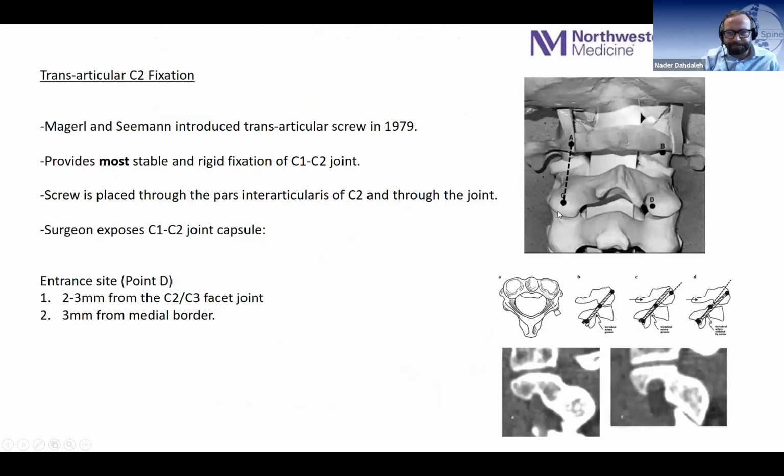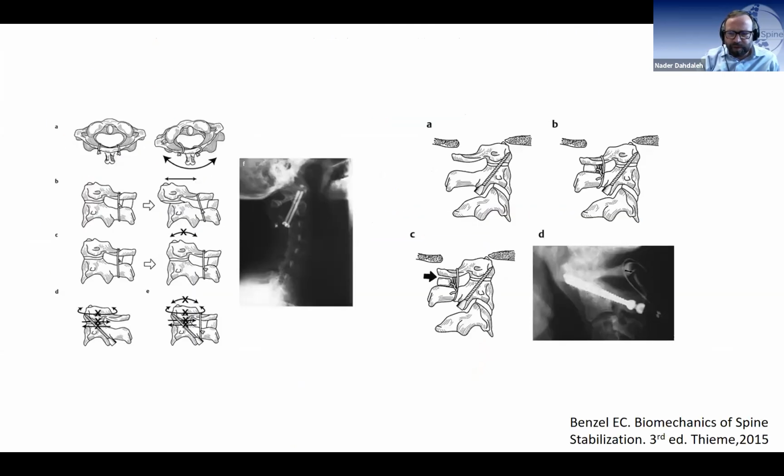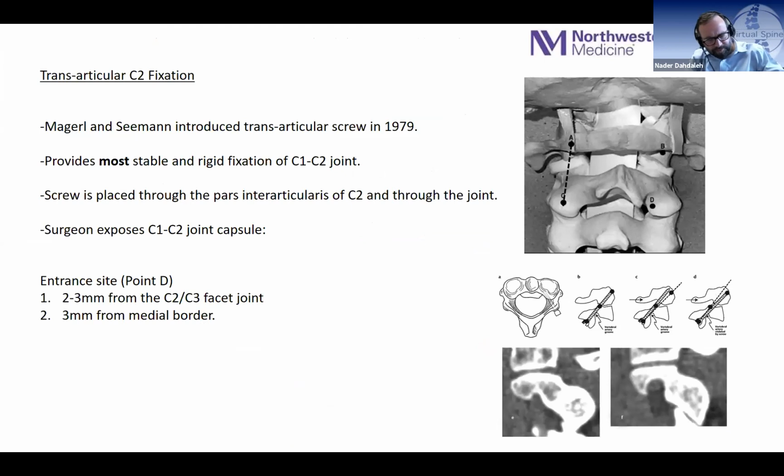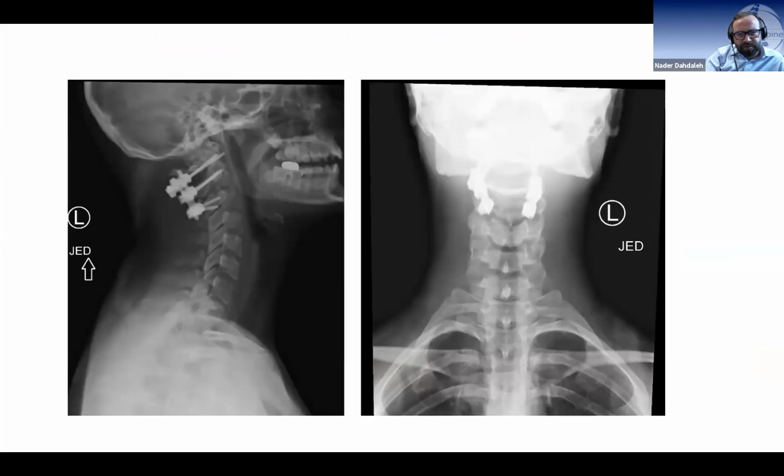I'm not going to touch upon transarticular fixation. So that's what I have. Do you have any? We're almost done with this. So we explained different ways of managing patients with C2 type 2 odontoid fractures using C1-C2 fusions.